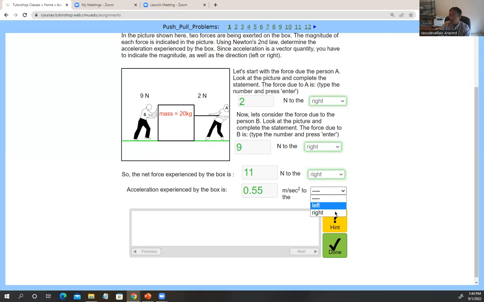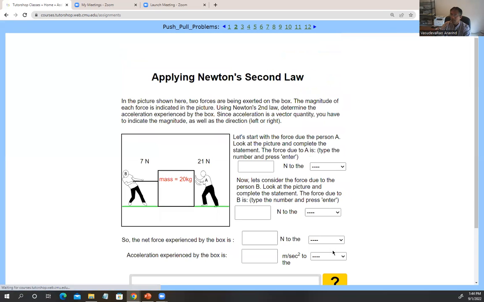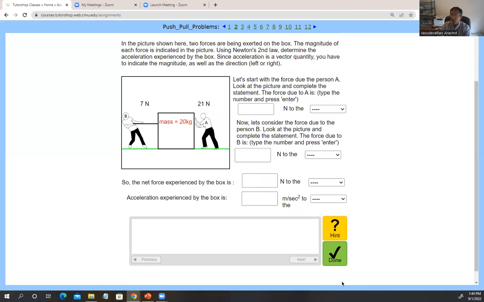Is it to the left or to the right? Again, the answer is to the right, and that is the correct answer. So they can press the done button, and then it takes them to a similar problem, and then they can do a set of 12 problems along the same concept, hoping to get mastery on this subject.